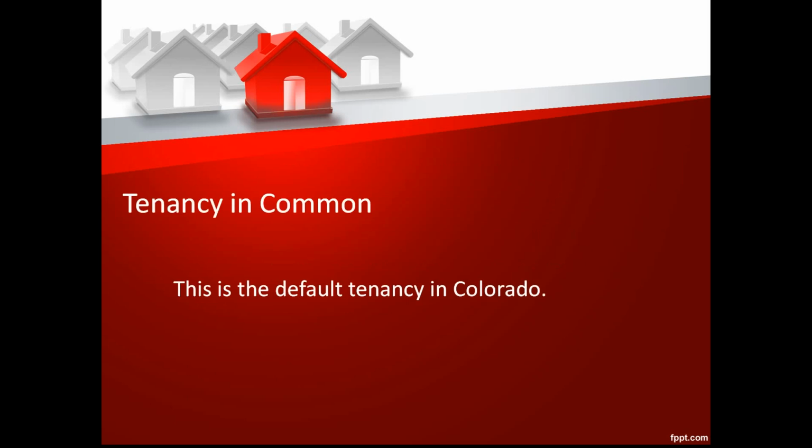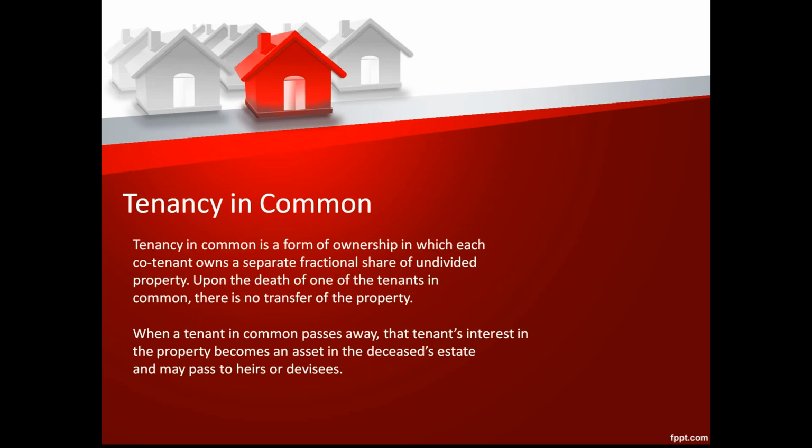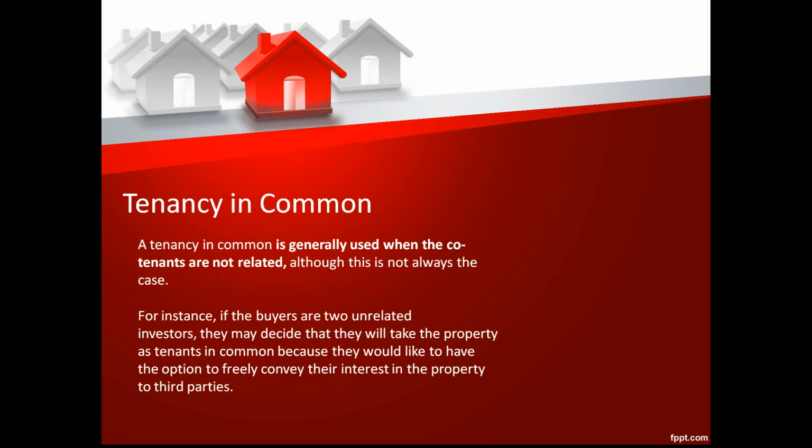Now, if you've got more than one person buying a home, there are a couple different aspects of it here. The default in that situation is called tenancy in common. Tenancy in common is a form of ownership in which each co-tenant owns a separate fractional share of undivided property. Upon the death of one of the tenants in common, there will be no transfer of the property. When a tenant in common passes away, the tenant's interest in the property becomes an asset in the deceased's estate and may pass to their heirs or devisees. Tenancy in common is generally used when the co-tenants are not related, such as in the case of investors.